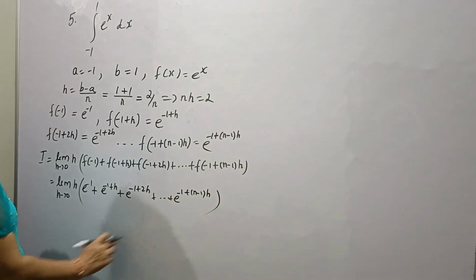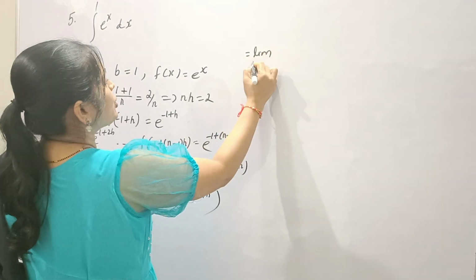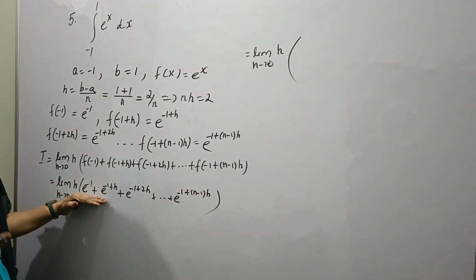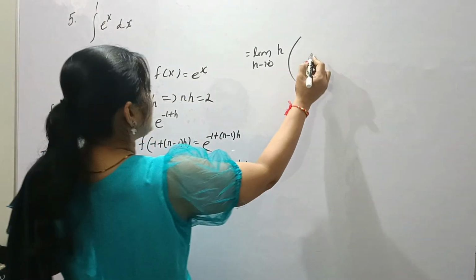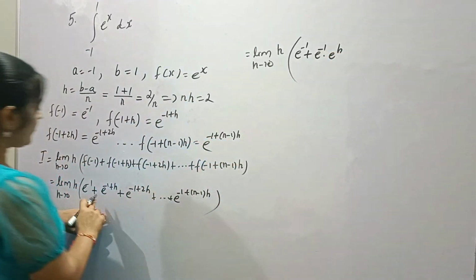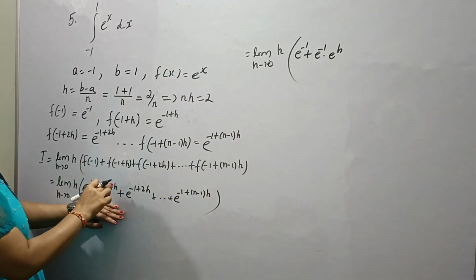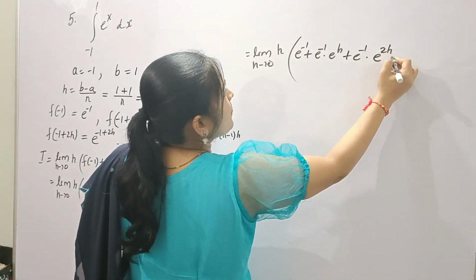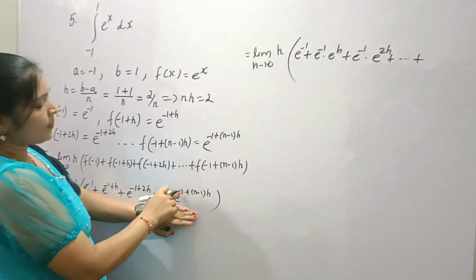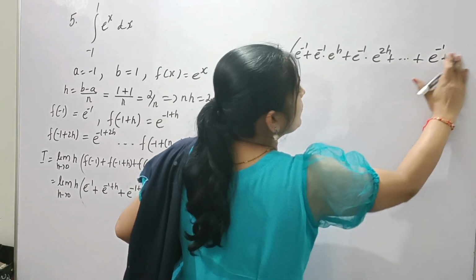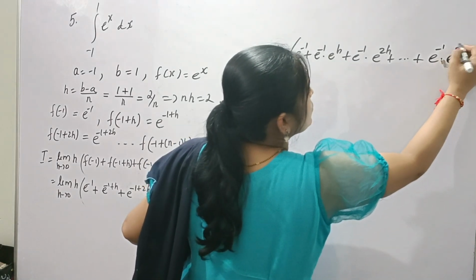See, this can be written as limit h tends to 0 h into, here we know that e raised to minus 1 plus h is e raised to minus 1 into e raised to h, right? So here we can write e raised to minus 1 plus e raised to minus 1 into e raised to h plus e raised to minus 1 into e raised to 2h plus etc. plus e raised to minus 1 into e raised to n minus 1 into h.